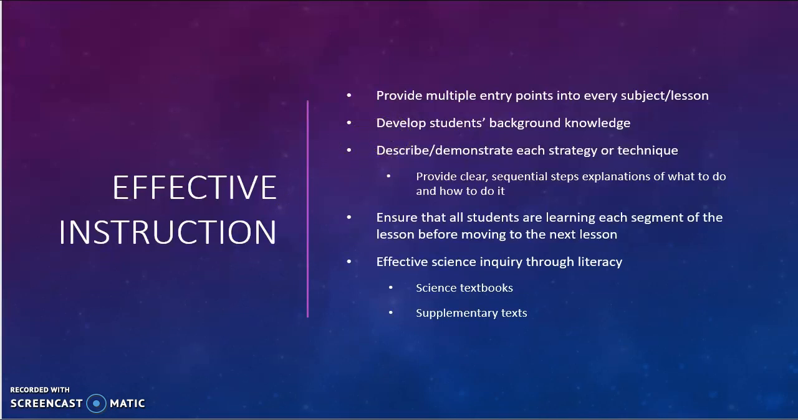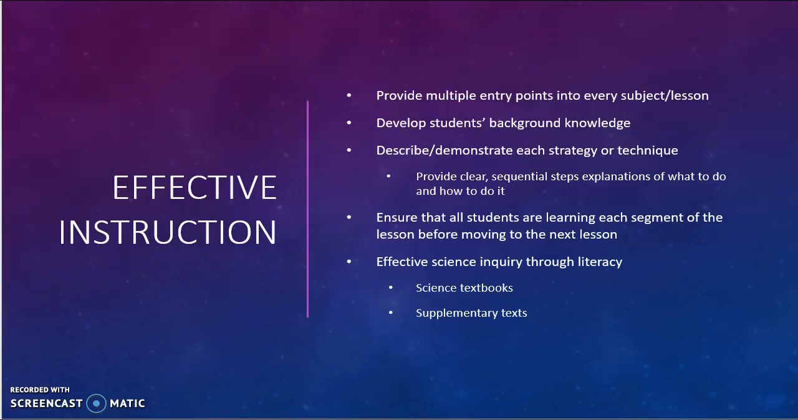In science, we do a lot of procedural things. We have experiments and things like that. And so safety is a concern. So you need to be able to describe and demonstrate each strategy or technique. Have them written down on the board. Have students create an outline, write it down in their notebooks, provide clear sequential explanations or steps of what to do and how to do it.